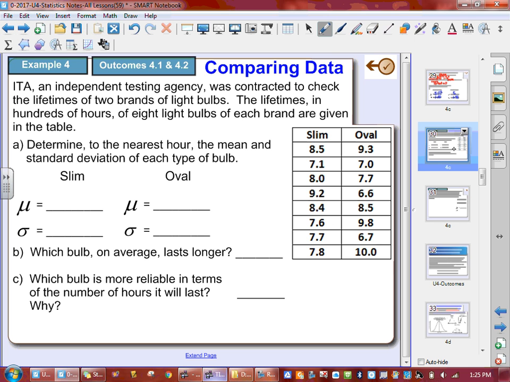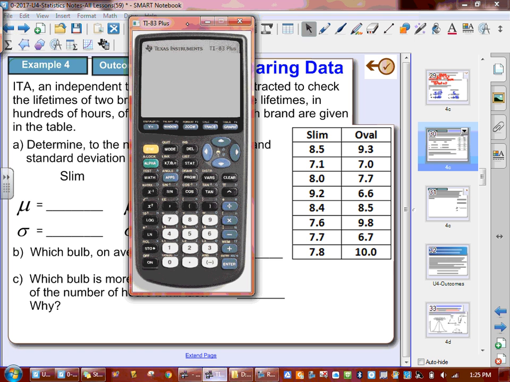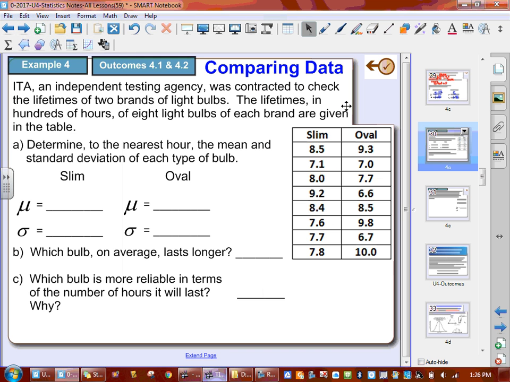Okay, so we go back to our lists. Now, is this going to be a list where I go list 1 and list 2? Is oval going to be in list 2? No, because I'm comparing them. The only reason they put them in a table like this is just for the convenience of the data. But really, it's not really a table. They should be kind of split. You're not going to be putting them into list 1, list 2.